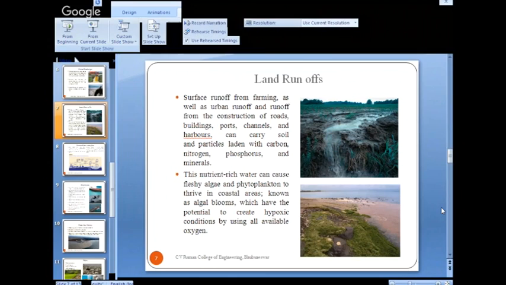Now in farming, all the fertilizers and nutrients get washed away and ultimately connect to the sea, which gives rise to blooms of fleshy algae. This creates a very hypoxic condition, which utilizes almost all the oxygen. So the marine life is deprived of oxygen, which has already led to the death of different life forms in the marine fields.